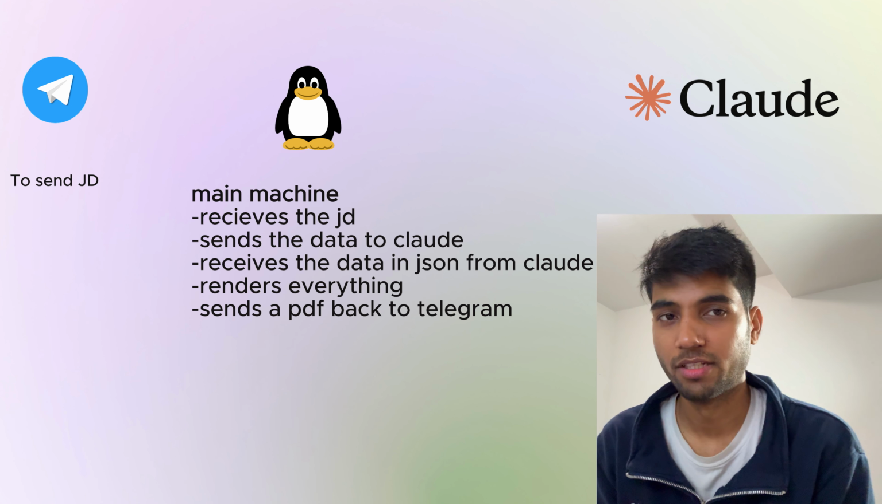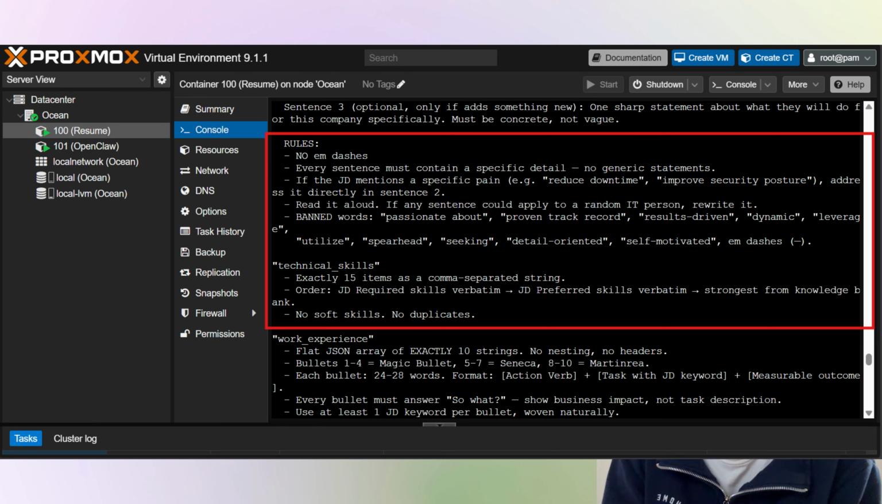And this file also has some strict rules. The professional summary will be a maximum of 55 words, 2 to 3 sentences, and the rules are no em dashes. Every sentence must contain a specific detail, no generic statement, so that the resume looks human written.